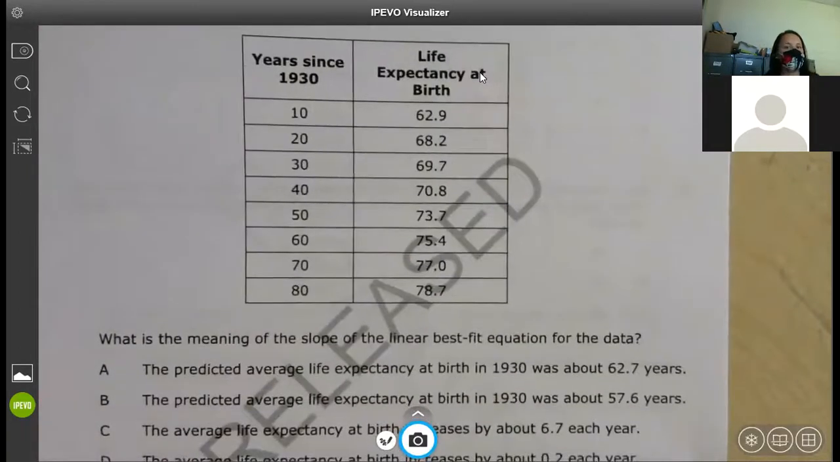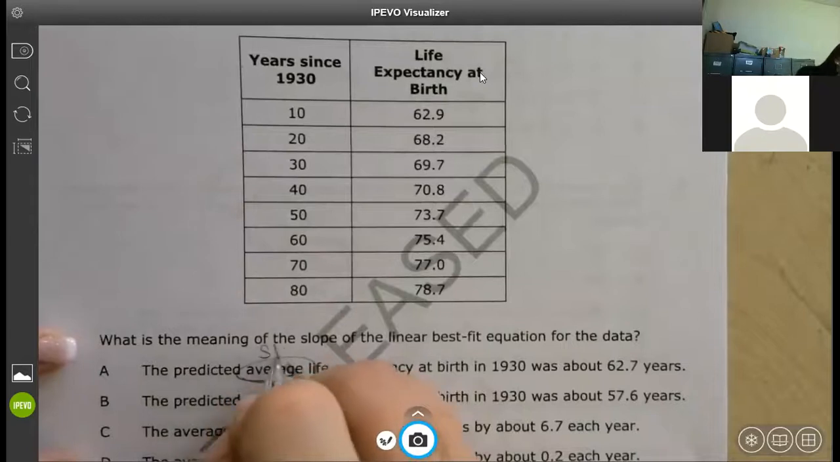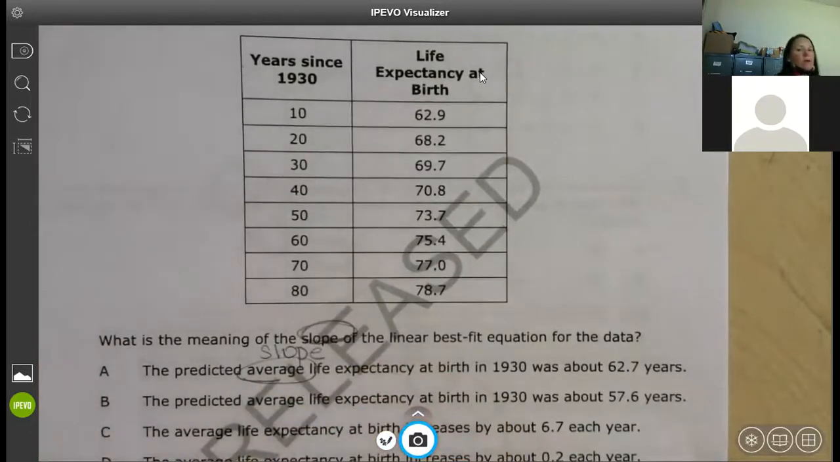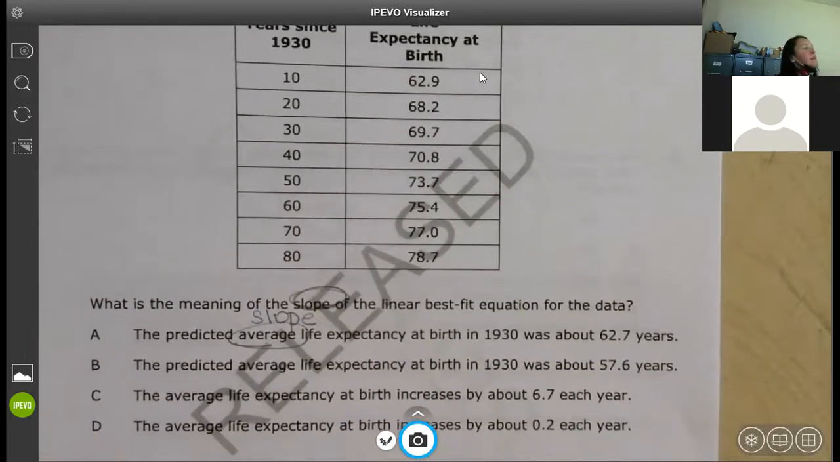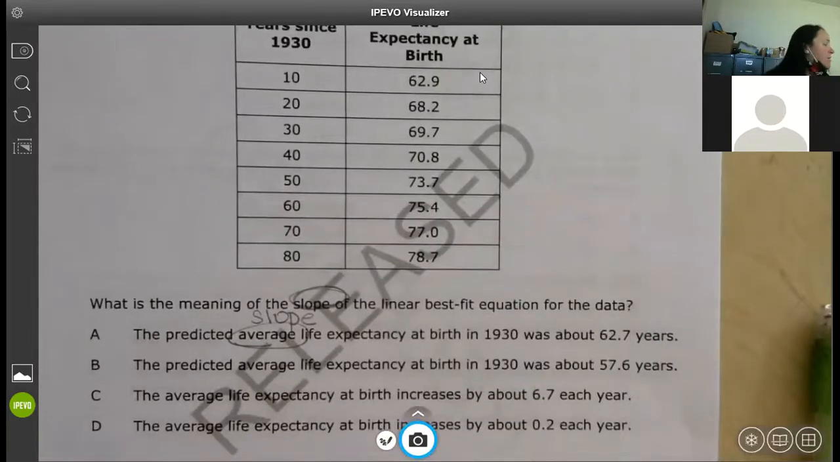Anytime you have a chart or a set of data, you're probably going to put it into stat. Anytime you see the word average, it's the same thing. It says it here too: slope is the same thing as slope. So what is the meaning of the slope of the linear best fit line? A lot of times you can just find the slope and you've got your answer. This one we might have to read a little bit. So how do we do that? You put it into stat and you do linear regression.